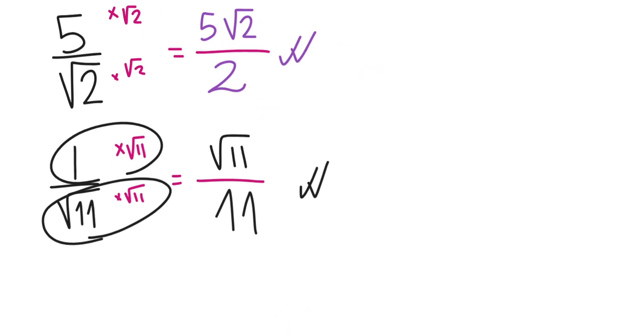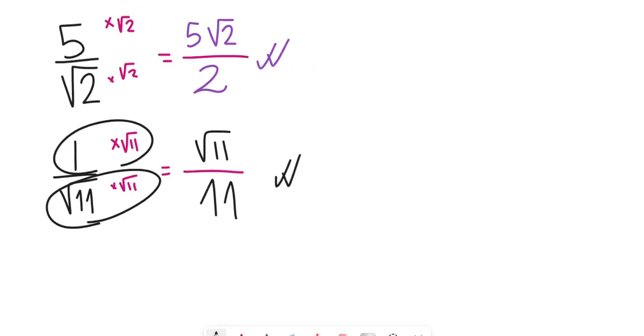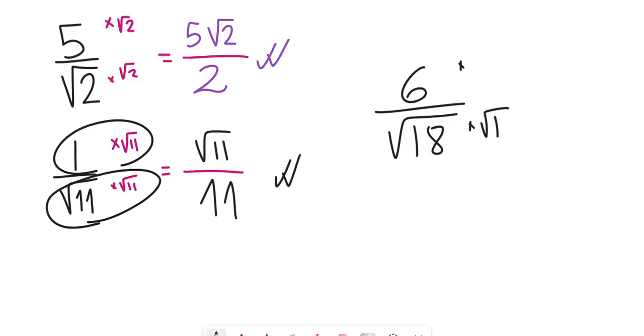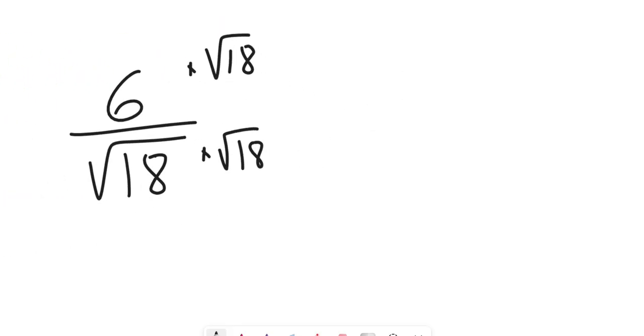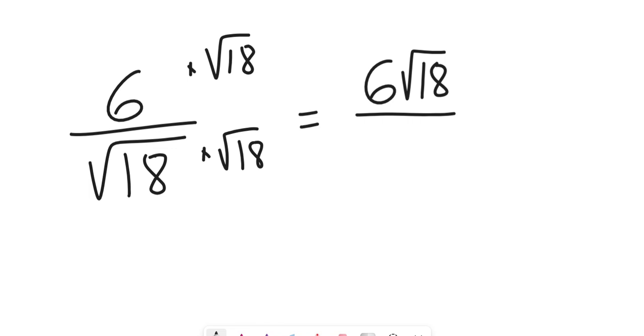If you want, we can do another example. Let's say 6 over radical 18. Okay, what do we do over here? We multiply both numerator and denominator by radical 18. Why is that? What do we get by doing that? We get 6 multiplied by radical 18, 6 radical 18. Radical 18 by radical 18, 18. Oh, excellent. We do not have square root in the denominator anymore.